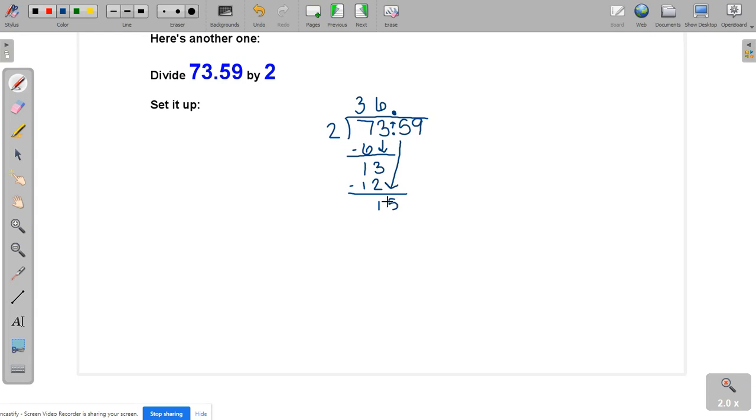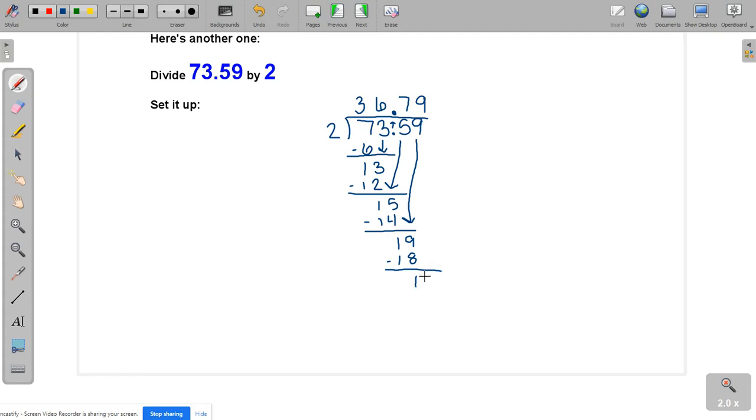2 goes into 15 7 times. 7 times 2 is 14. Subtract, we get 1. Bring down the 9. 2 goes into 19. 9 times 2 is 18. We subtract, we get 1.